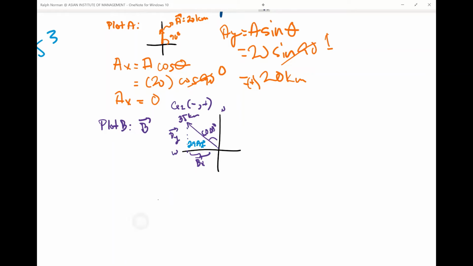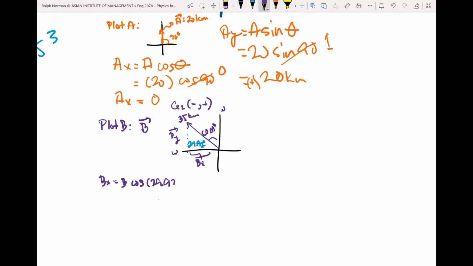So if you're gonna use Bx, 35 times the cosine of 29.92, you would yield 30.335. Now let me ask you guys and gals, does that make sense? Does it make sense that this is positive?